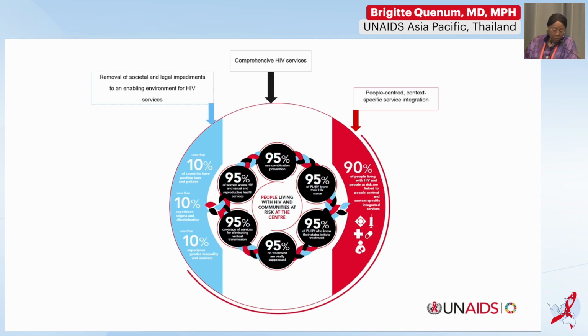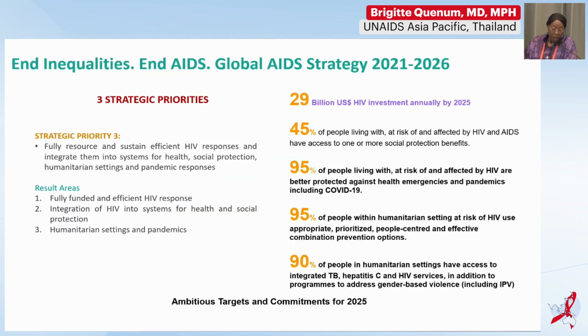This slide is just to remind us of the snapshot of the targets of ending inequalities from the previous slide where I showed the Global AIDS Strategy. And one of the core targets is that 90% of people living with HIV and people at risk, and that includes migrants, are linked to people-centered and context-specific integrated services. This slide is just to unpack further on these targets. I'm not going to detail them, but you can see that in terms of investments, by 2025, we would need $29 billion if we want to address this issue.